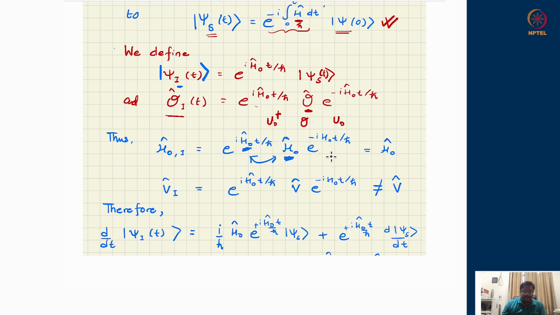and it unitarily acts upon the second part of the unitary operator. Effectively, I get a U dagger U on the right hand side of H naught, and ultimately I get H naught back. So it so happens that H naught's interaction evolved version is itself. H naught does not change under this interaction evolution.